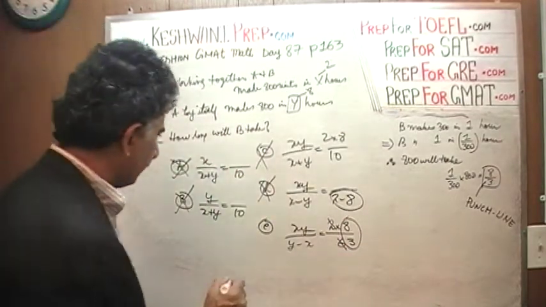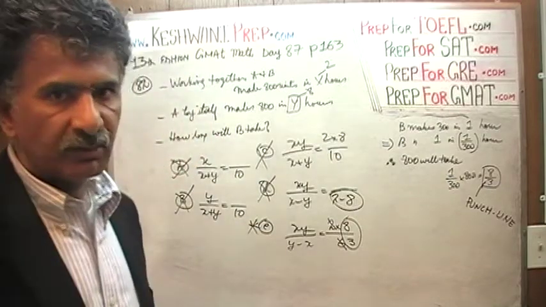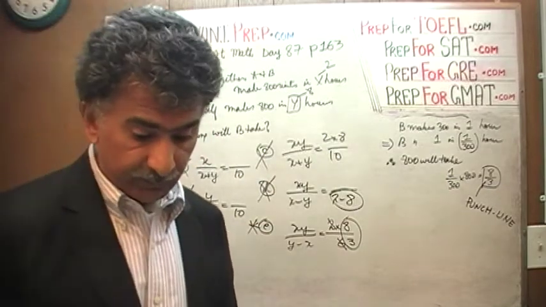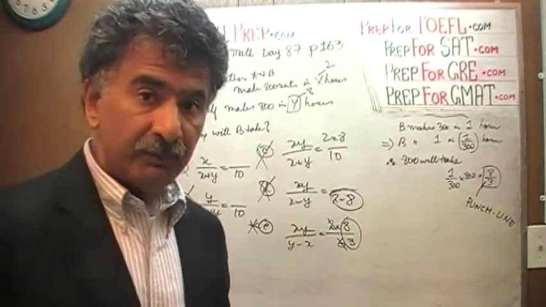It's bloody well worked out because that was the only hope left. All the others we had crossed out. So that's it. That's our answer. E is the answer. Now this is one way of doing it.